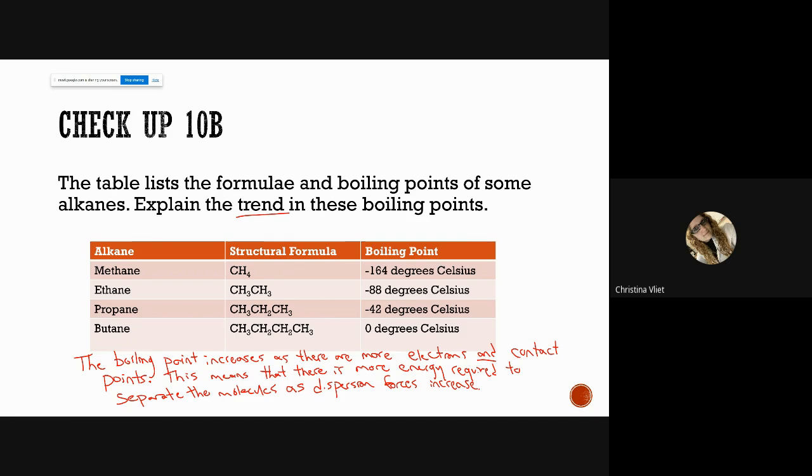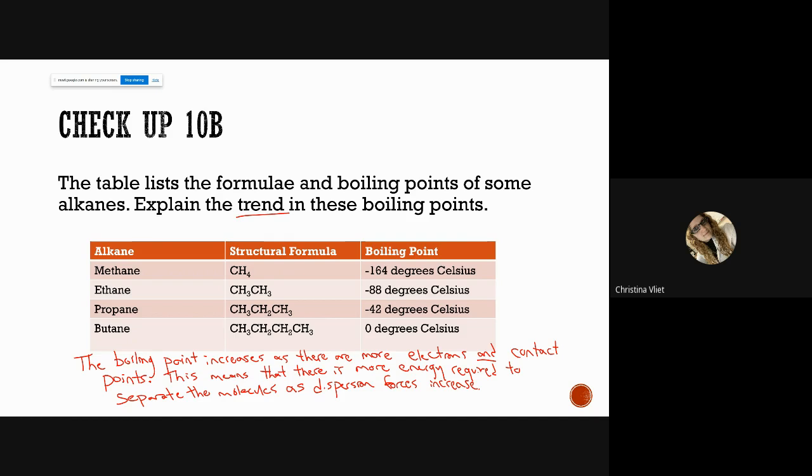And a question about this: you always have to include the type of intermolecular force, what's changing that makes it greater. So like why is butane greater than methane? And then you have to have something that explains because the force of attraction is greater, that this means that it'll take more energy to separate.